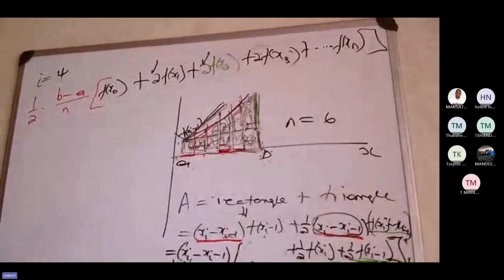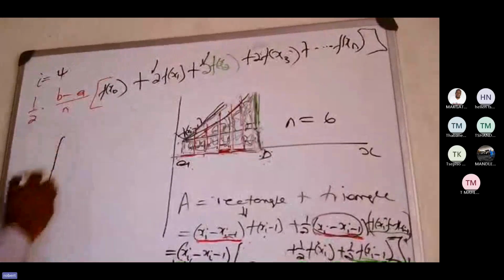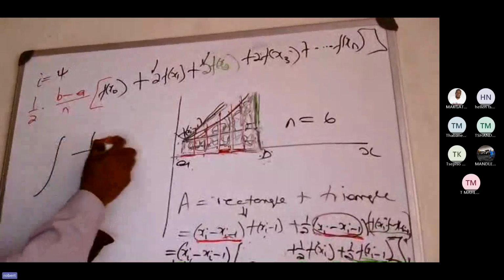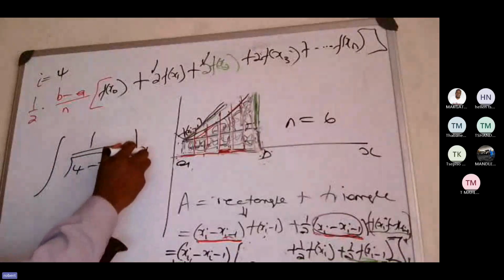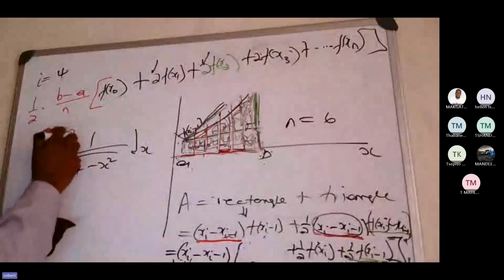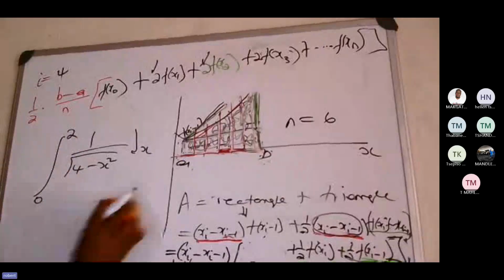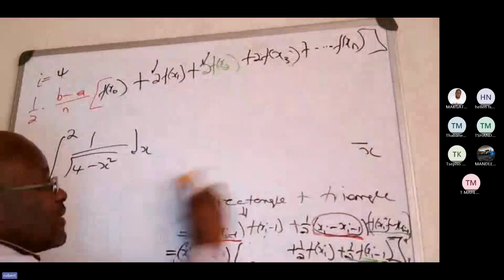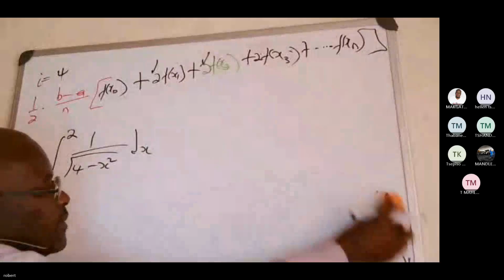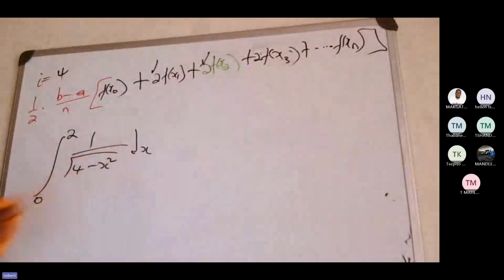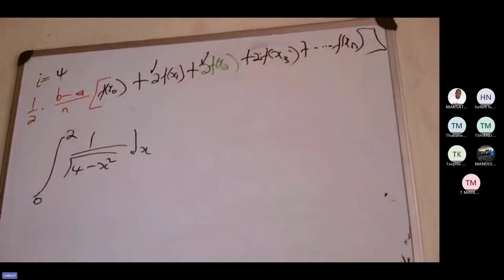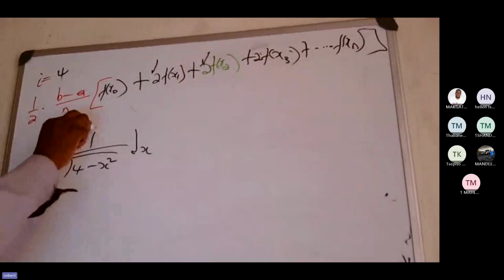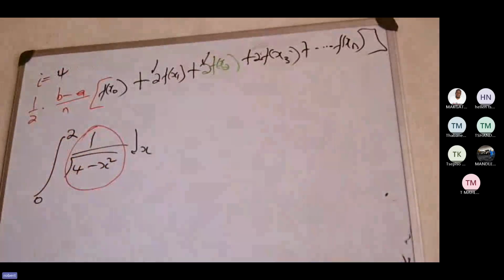Like say what? The integral, say 1 over the square root of 4 minus x squared, say from 0 to 2. Can you integrate this? That is, can you find the answer here? Yes, we can find the answer. Why? Because this is standard.